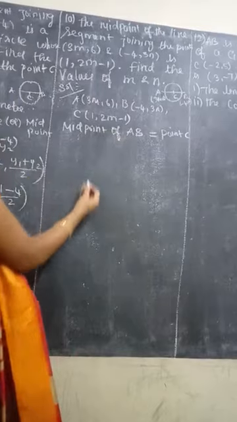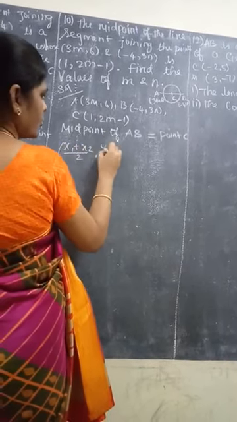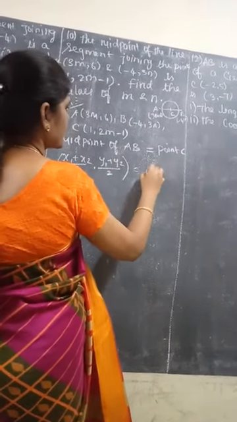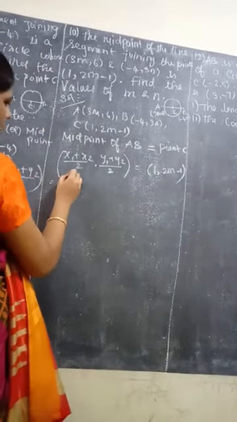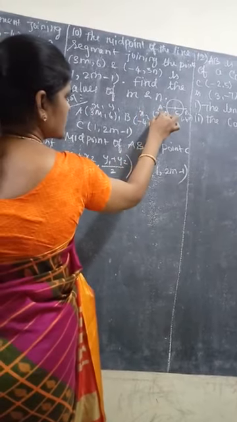Okay, what is the midpoint formula? (x1 + x2)/2, (y1 + y2)/2 is equal to the point C, which is (1, 2m - 1). Now apply it here. This is x1, y1, and this is x2, y2.